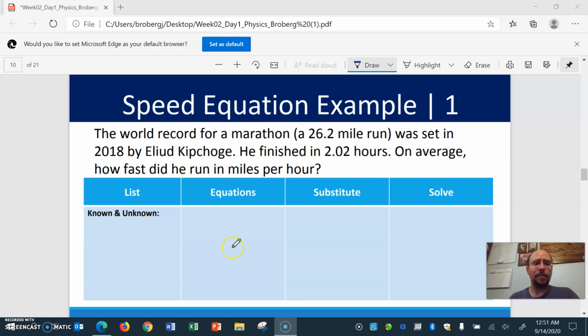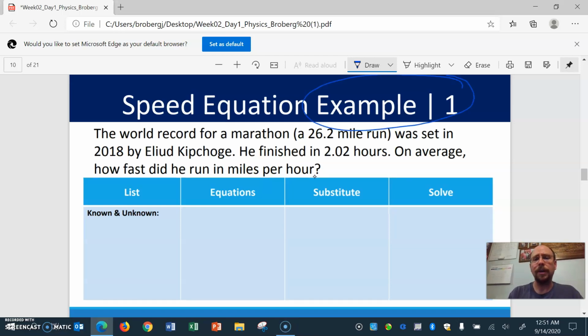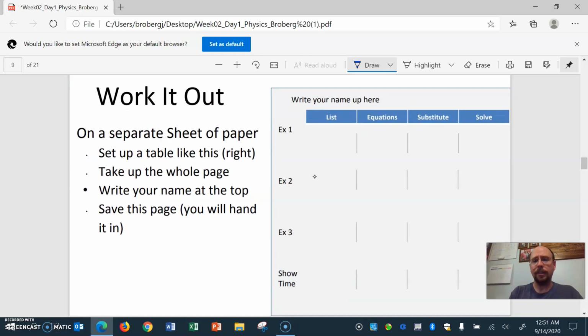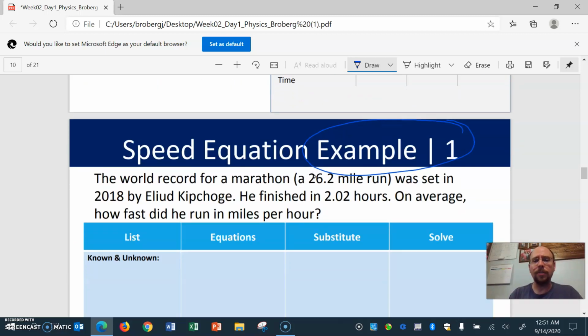So, when we read through the problem, it says the world record for a marathon, a 26.2 mile run, was set in 2018 by Eliud Kipchoge. He finished in 2.02 hours. On average, how fast did he run in miles per hour? So when we solve this out, keep in mind, this is example number 1, and it's going to go in this spot for example number 1. We're going to go through each of these steps.